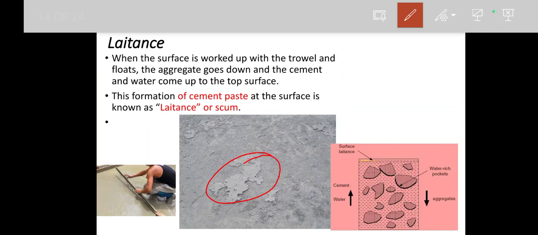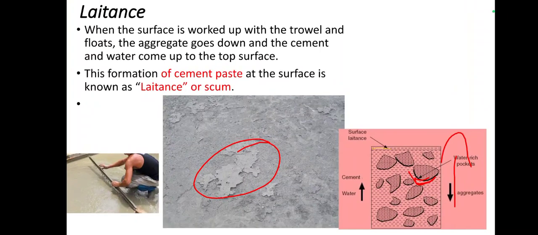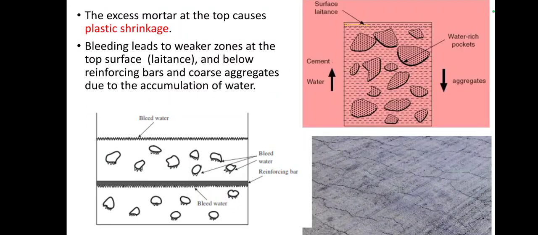Another important thing, it will weaken the interfacial zone. When the water tries to come to the top, what will happen when we are compacting? The water will sometimes get locked under the aggregate, so when it dries up it will form a gap, and the total strength also will be reduced. Next, it also causes plastic shrinkage.